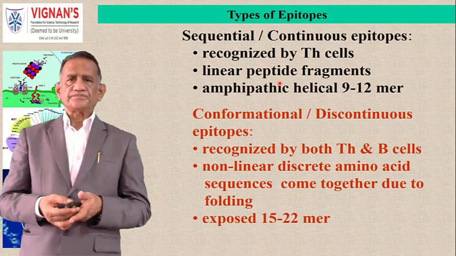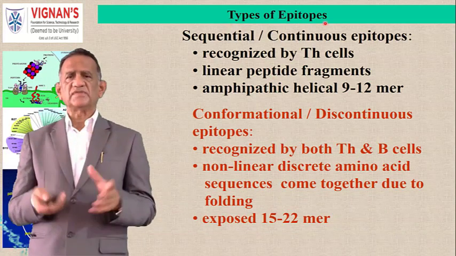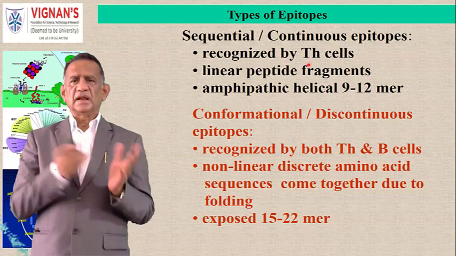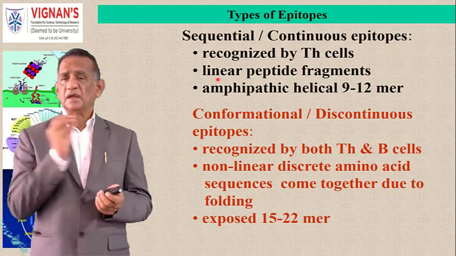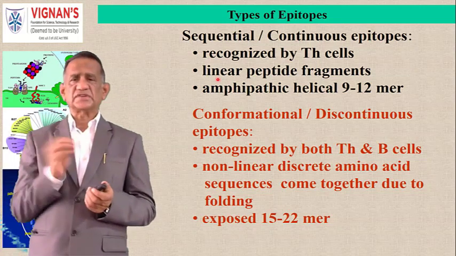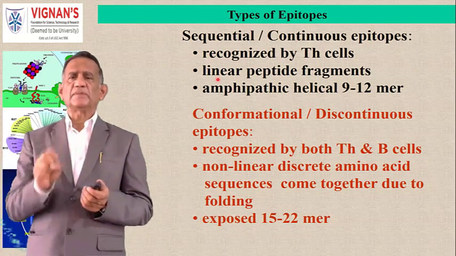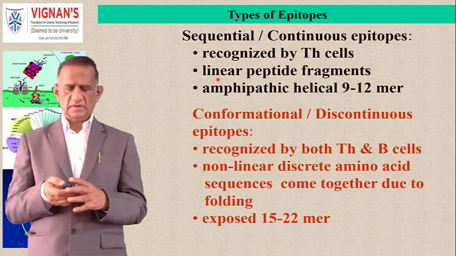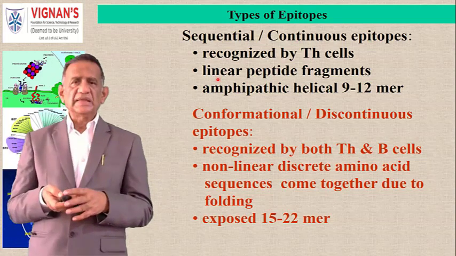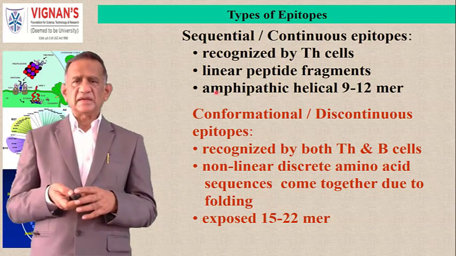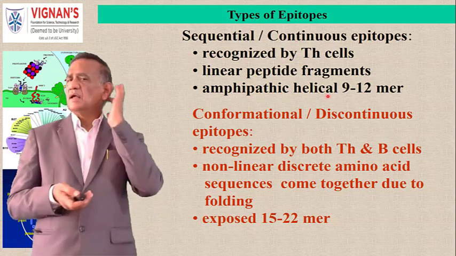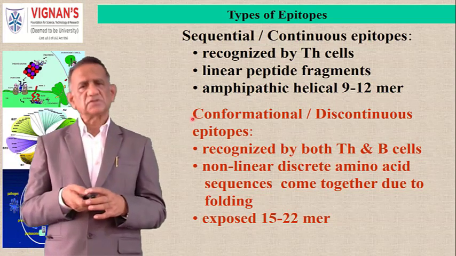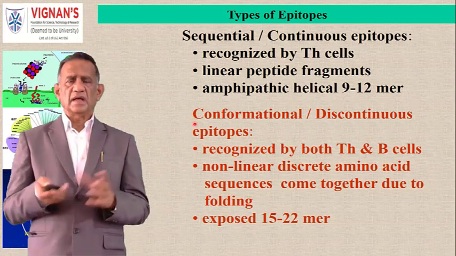Next. Now, what are the types of epitopes? The sequential and continuous epitopes. They are recognized by the T helper cells, because T helper cells come in all the immune discussions. T helper cell is the only one which will prompt B cells. B cell is the only one which produces the immunoglobulins. That is the ultimate immune response. These are linear peptide fragments and amphipathic helical 9 to 12 mers. Amphipathic means having both hydrophilic and hydrophobic residues.